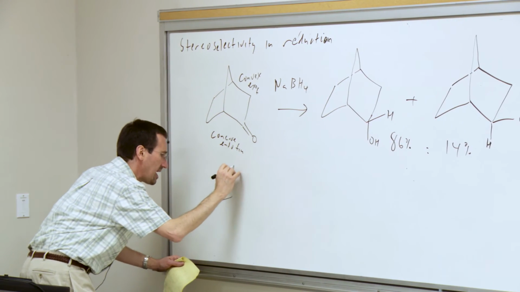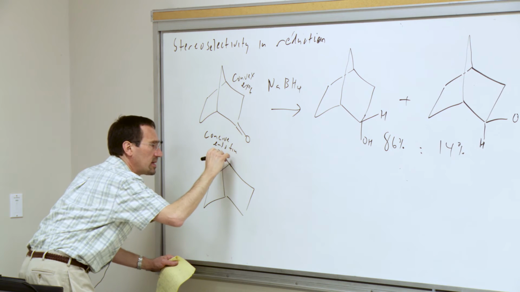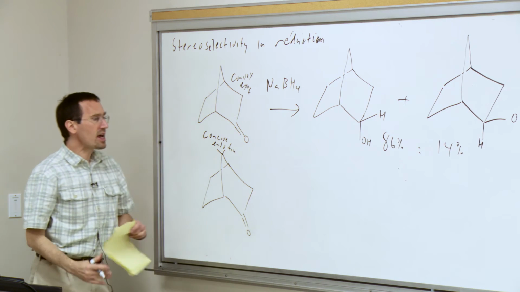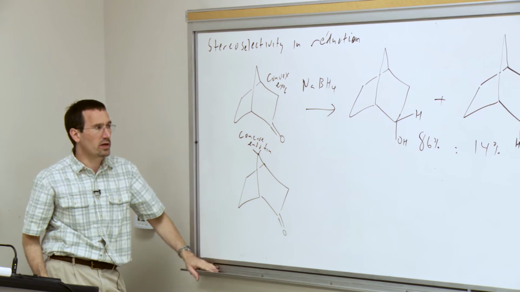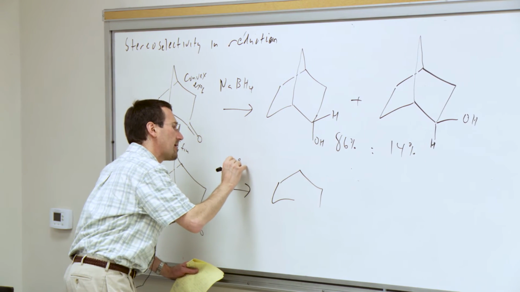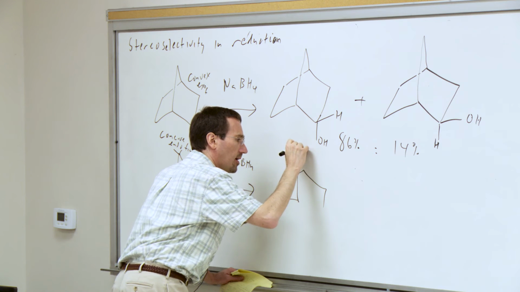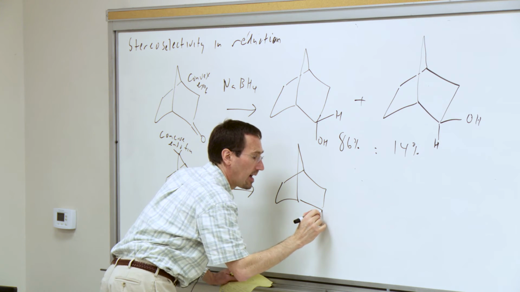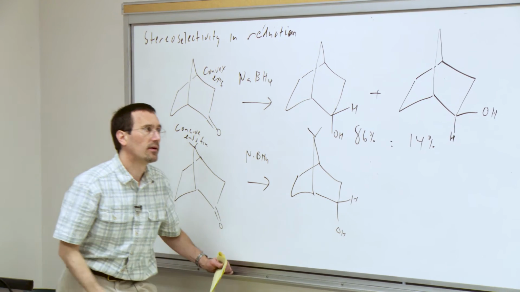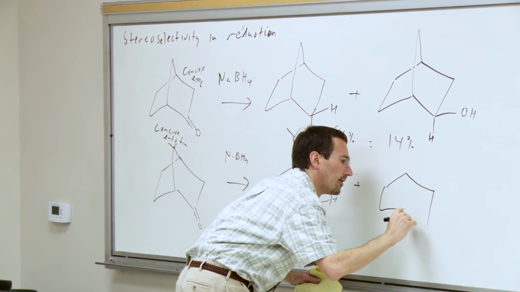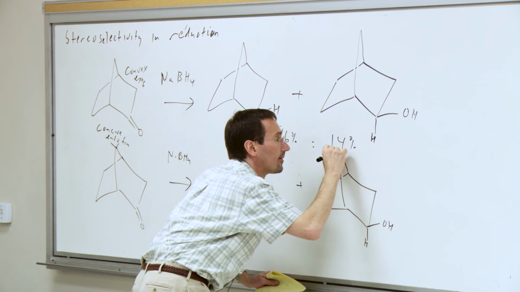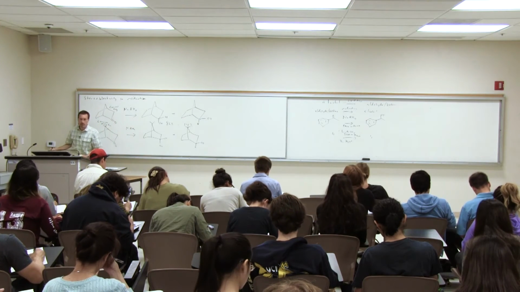Now, what's interesting is if we take the same compound and we simply add two methyl groups on the one-carbon bridge, carry out the same reduction, NaBH4, and now we're dealing with the same type of competition, but with the two methyl groups. What do you think happens to our stereoselectivity now?